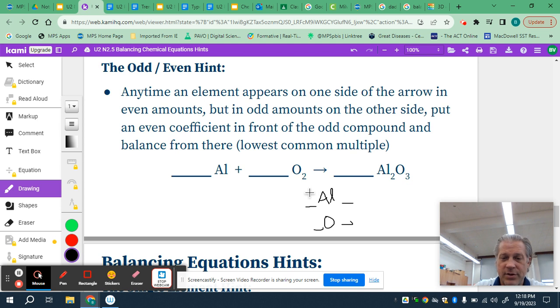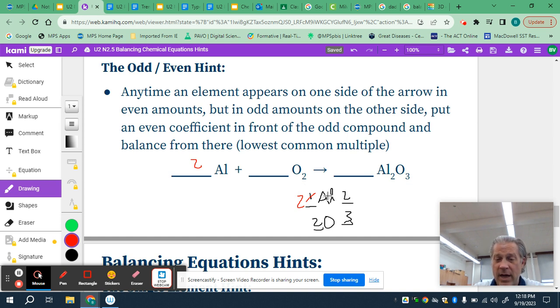On the left side, there's nothing behind the aluminum, so there's a 1. There's a 2 behind the oxygen, so there's a 2. Right side, there's a 2 behind the aluminum, so there's a 2. There's a 3 behind the oxygen, so there's a 3. If I try to balance this going from left to right, I'm going to simply start by putting a coefficient of 2 here, which will give me 2 times the 1 Al. So I've got 2 aluminums on both sides. They're balanced. We're going to leave that alone for now.